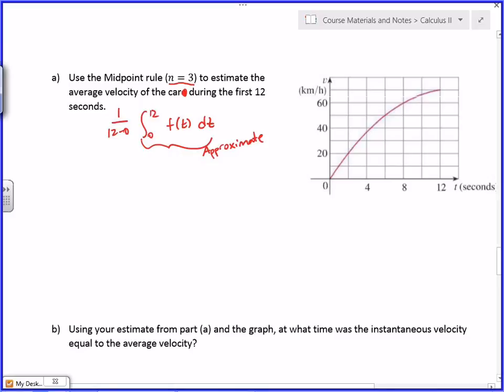So you need to approximate using the midpoint rule. You still have the 1 over 12 out front, but now let's figure out what the midpoint rule gives us. Now, n equals 3 means how many subintervals? 3. So I take this interval from 0 to 12 and divide it into 3 equal intervals. Midpoint means I'm going to use what as the height? Or where am I going to measure the height of the rectangle? Here: 2, 6, and 10. So I have this rectangle.